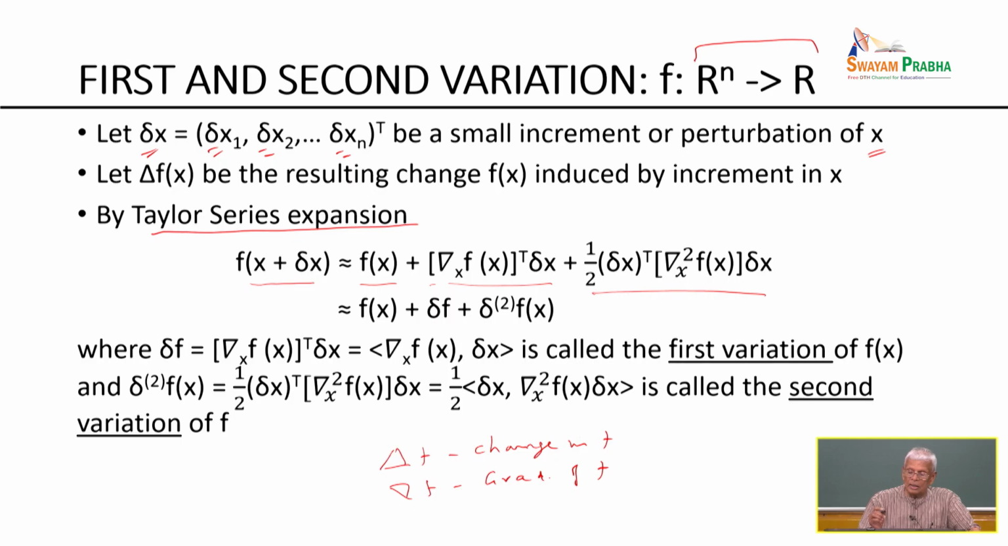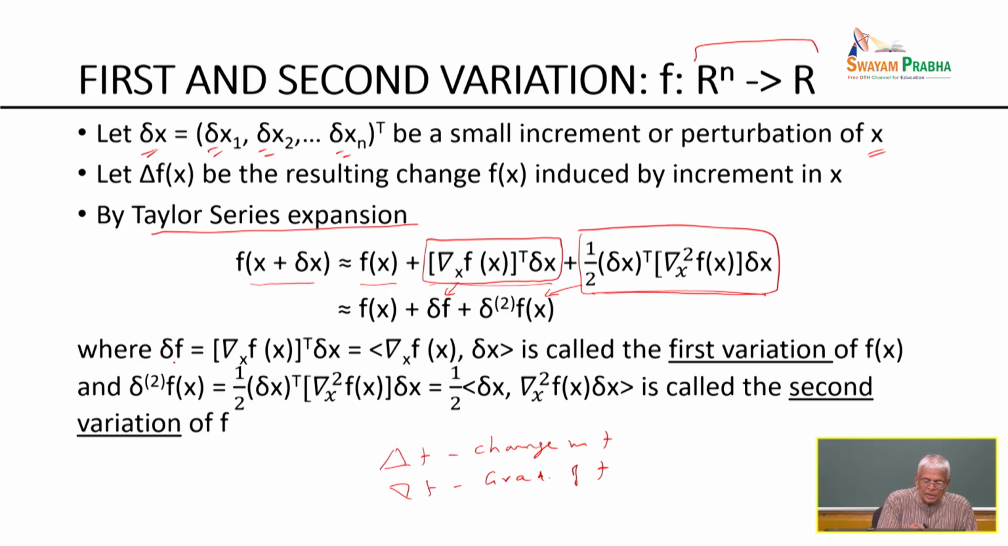Now what am I going to call this? This is called the first variation in f. This is called the second variation in f. Are you with me? The first variation in f is induced by the gradient. The second variation in f is induced by the Hessian. So I want to be able to compute what is the contribution by the gradient to the change in the value of the function, and what is the contribution of the Hessian to the change in value of the function. With me?